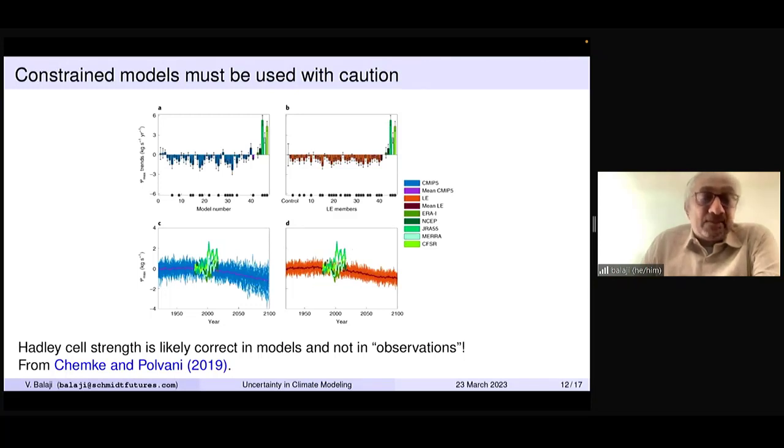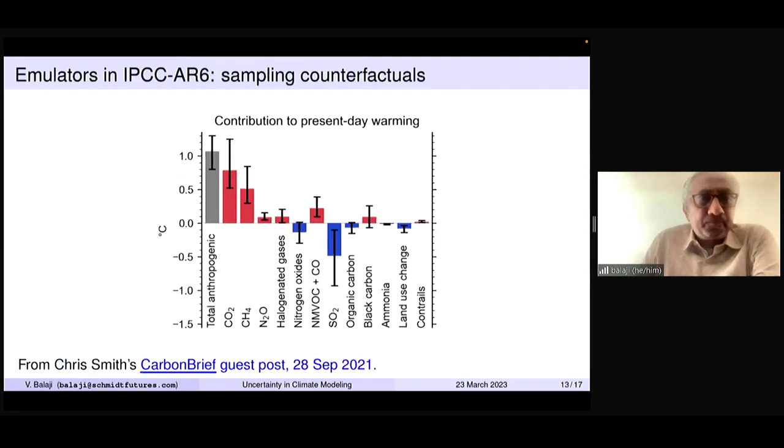And what the paper concludes is that this is actually arising from the fact that the reanalysis models do not necessarily conserve certain quantities correctly. And this might be an error that is present in the reanalysis, but not present in the models which actually try to conserve certain quantities. So it may be that the so-called models are right and the so-called observations are wrong.